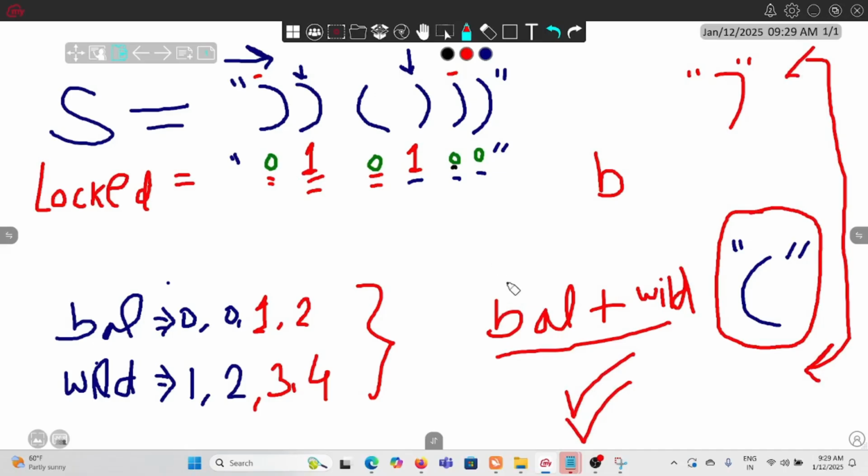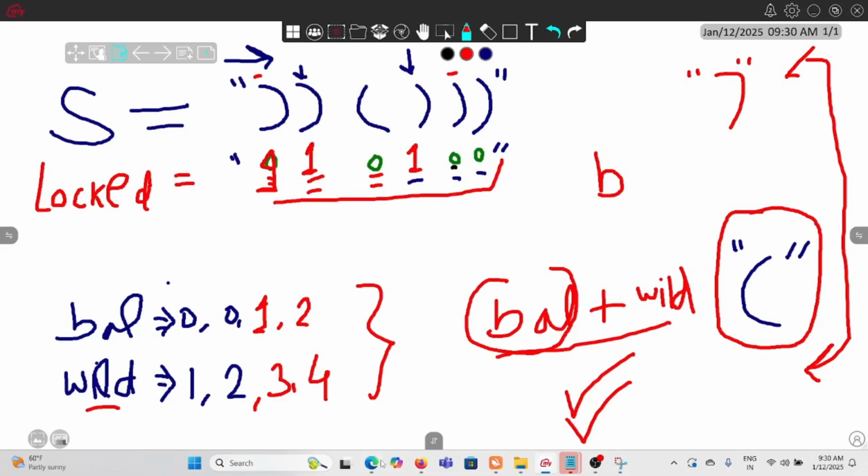If there was any condition where valence plus wild was going negative, let's take one example to anchor that as well. Suppose this was not 0, this was also 1. What will happen? When we were coming the first time from left to right, it would be negative, so this would be -2, and our valence would be 0, wild count would be 0, so at that time this would be invalid if the locked was like this. So this is what we have to do.